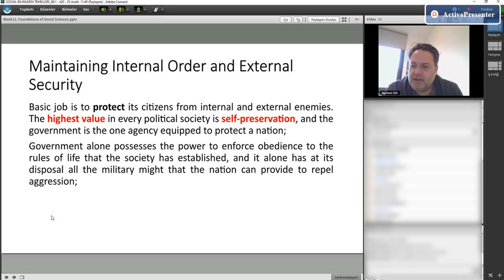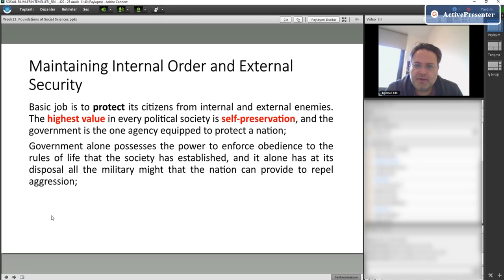Self-preservation means you can get a job, you can marry, you can have children, and you can preserve your way of life. And the government is the only agency equipped to protect a nation, because as a state, states accept and recognize another state's right to obtain a military, and only a state can use violence, controlled violence, if it is necessary. A person cannot do it, another group cannot do it, only a state can. And that's called sovereignty, right?